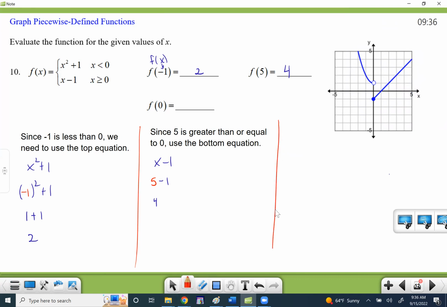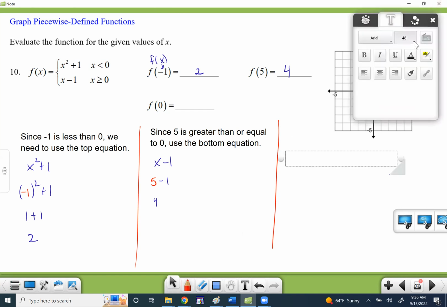All right, so now the tricky one is going to be 0, because 0 is kind of like this dividing line, right? And so it matters these or equal to, right? So when we're trying to figure out which one of these inequalities 0 belongs to, this says x is less than 0. 0 is not less than 0. But 0 is greater than or equal to 0, right? So we're going to go ahead and use the bottom equation. Since 0 is greater than or equal to 0, we use the bottom.